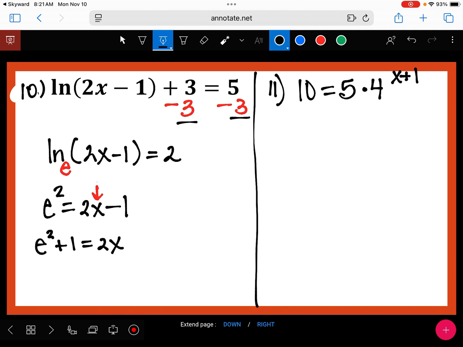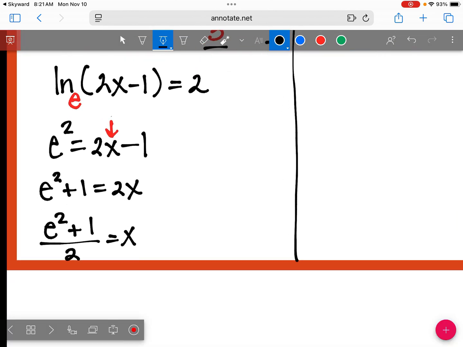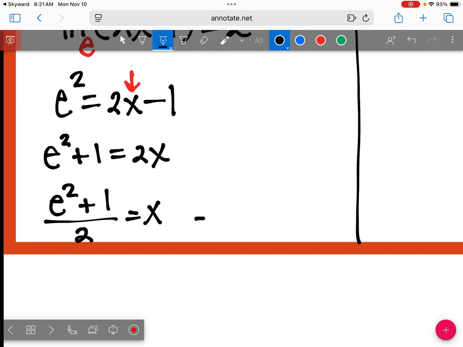And then lastly, I'm going to divide by 2. So e squared plus 1 divided by 2 equals x. That's my exact answer. All right, go ahead and type it in to get the estimate or the approximate. And everything is to the thousands place. Everything. 3 numbers after the decimal.